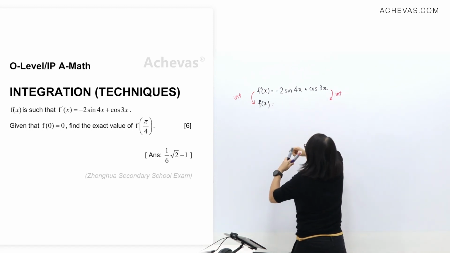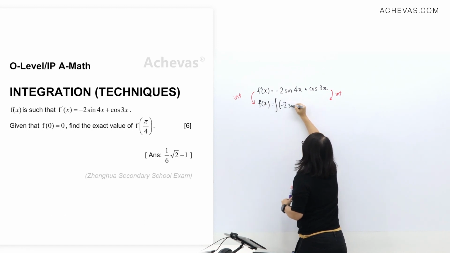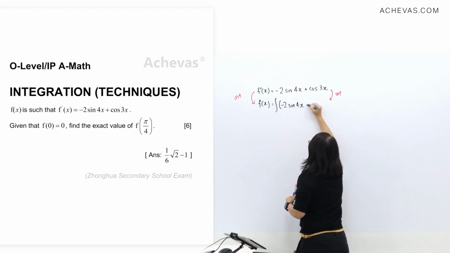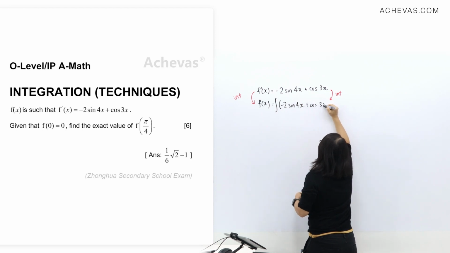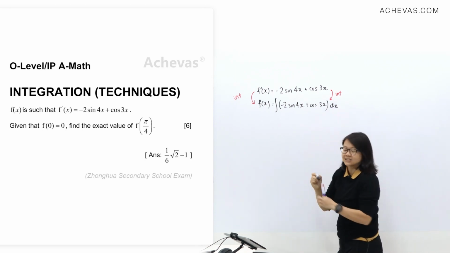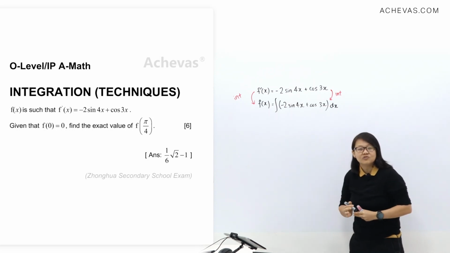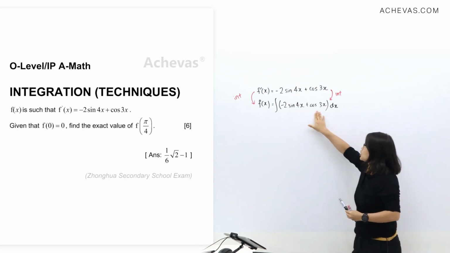So I'm going to write the integration sign now. Integration, and I'm going to put a bracket around this trigonometry expression. Remember to write what you are integrating with respect to. In this case, we will be dx. Okay, now let's look at the second part of this. We're going to find out how to integrate trigonometry.